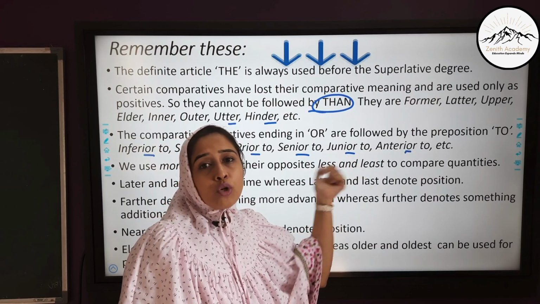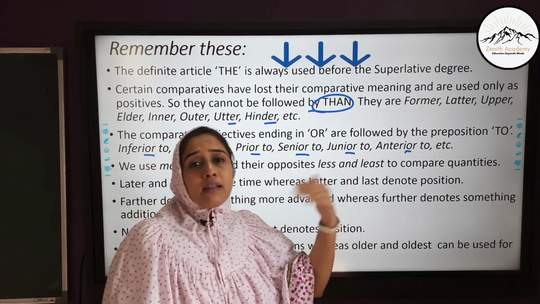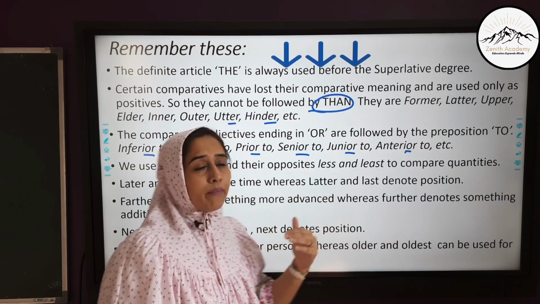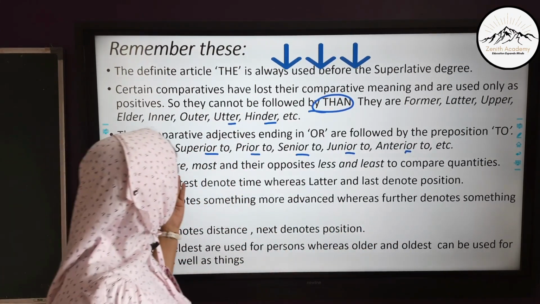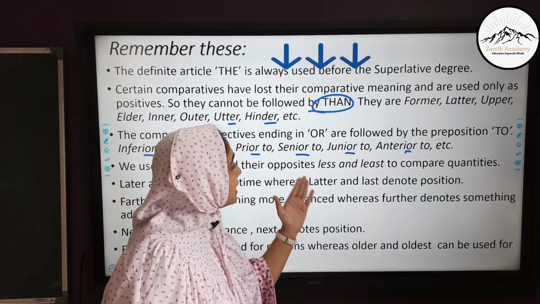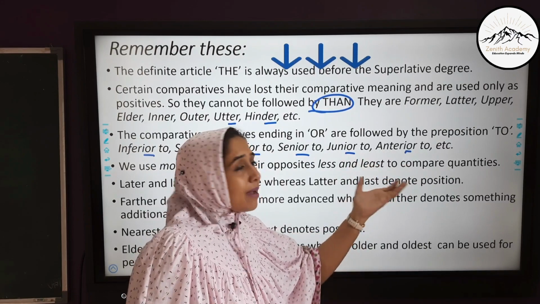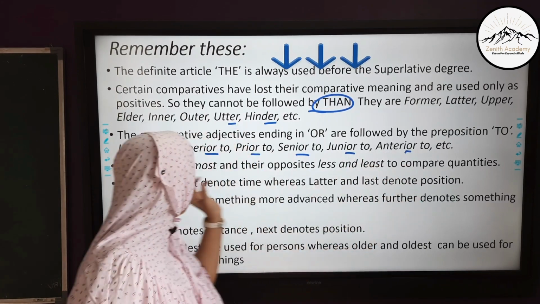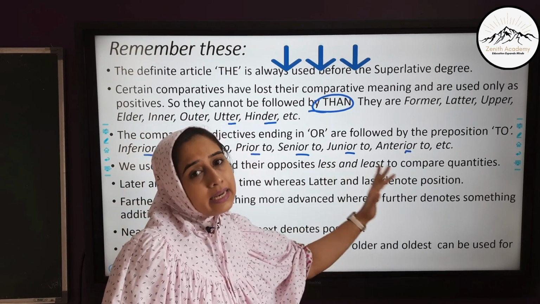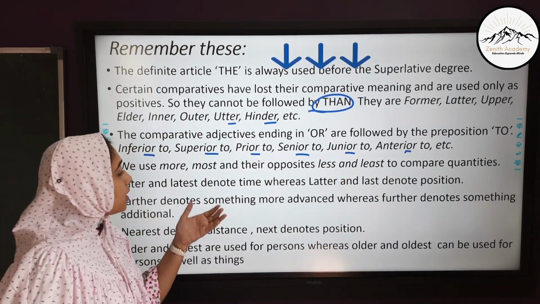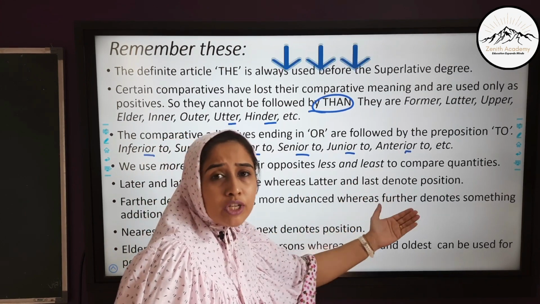He is junior to me. I am senior to him. I cannot say I am senior than him. I am senior to him. So this rule is very important. We use more, most, and their opposites less and least to compare quantities. Whenever you want to describe some quantities, we will use more and most, and their opposites will be less and least. Later and latest denote time, whereas latter and last denote position.